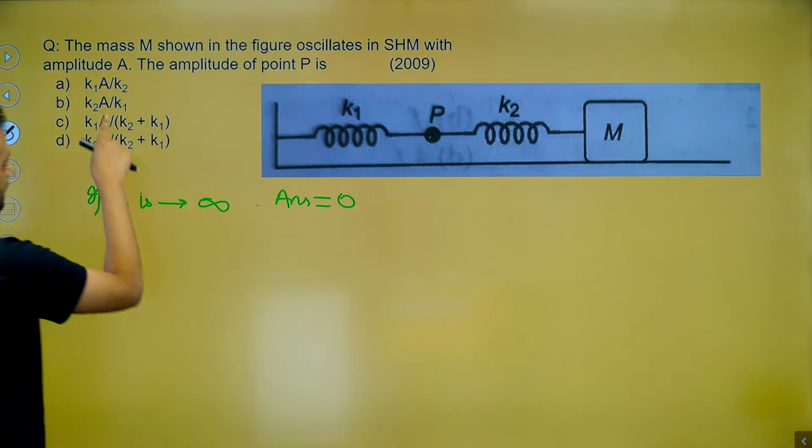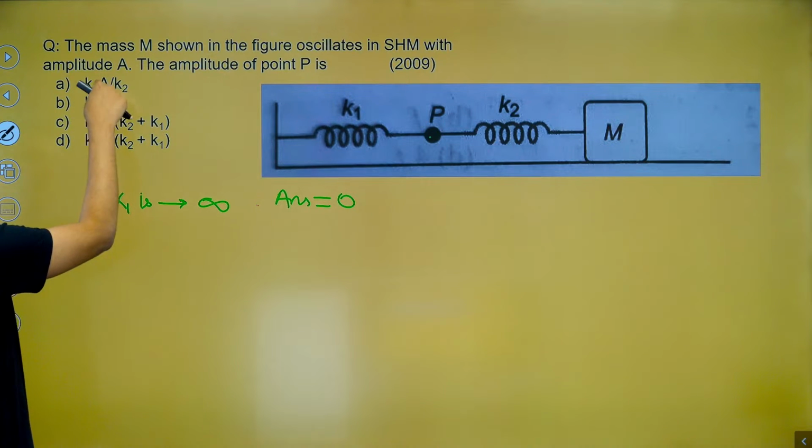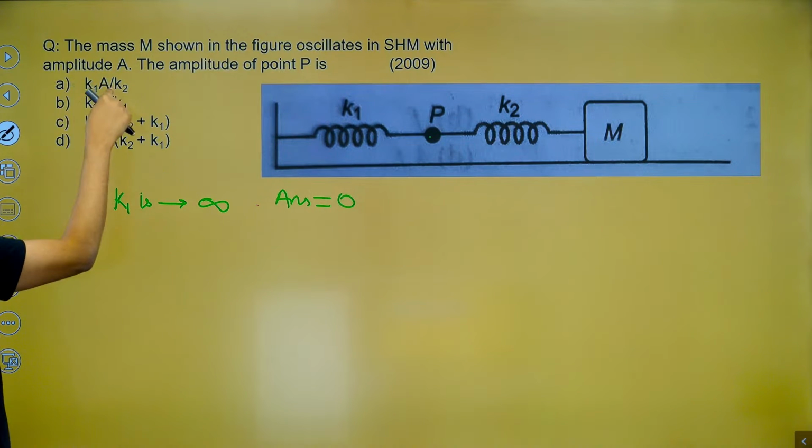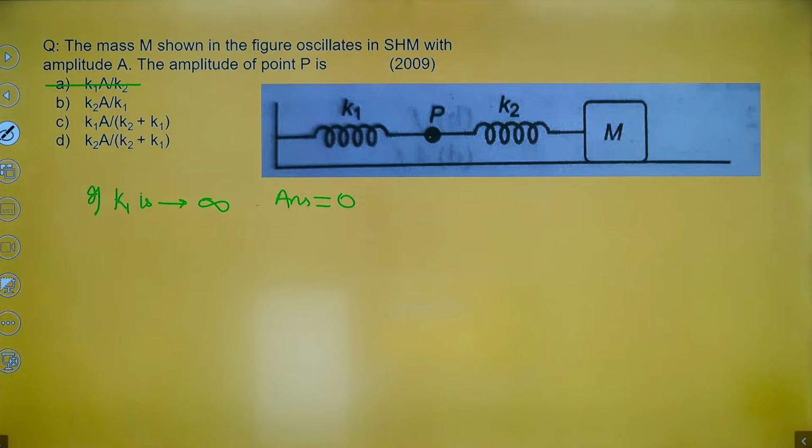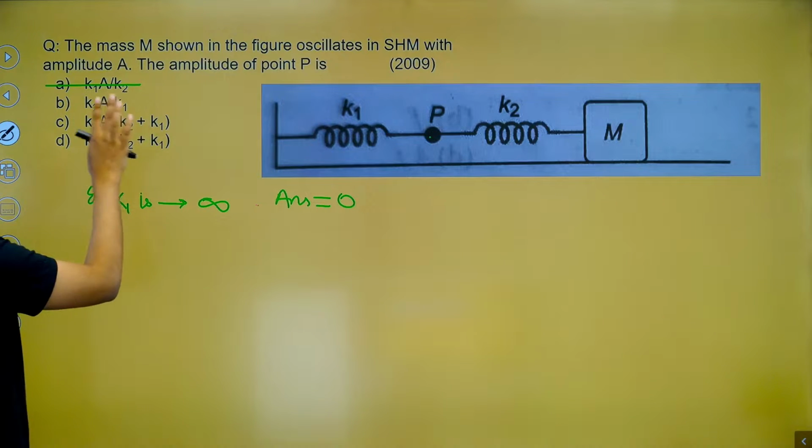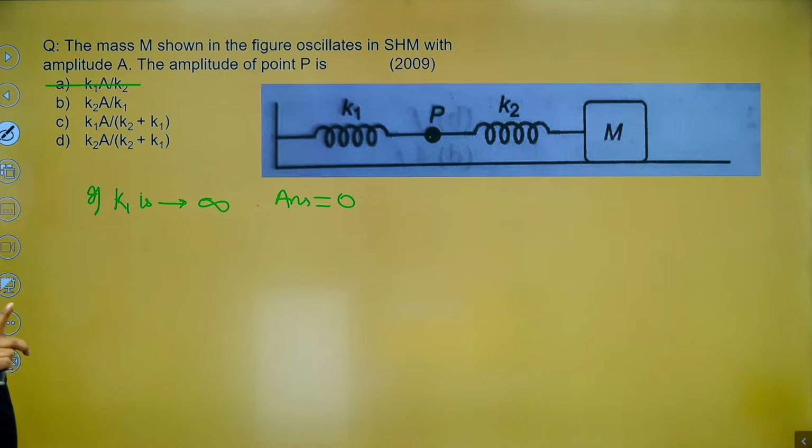Let us see in which option this happens. If you put K1 as infinity, option A becomes infinity. So this is not possible. Option A is simply not possible. If you put K1 as infinity here, option B is becoming 0. So that means B is a possibility.